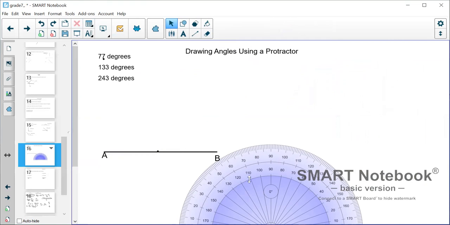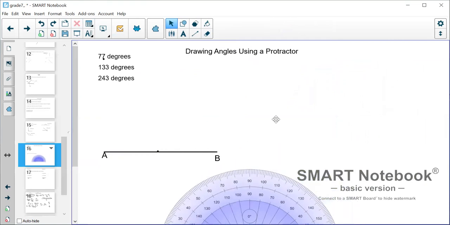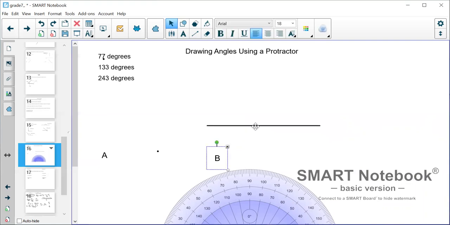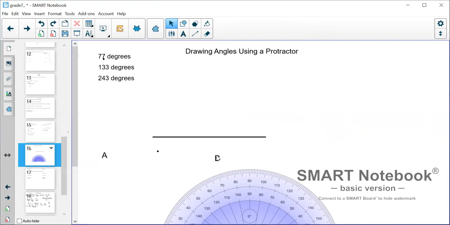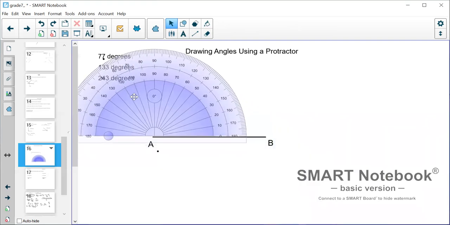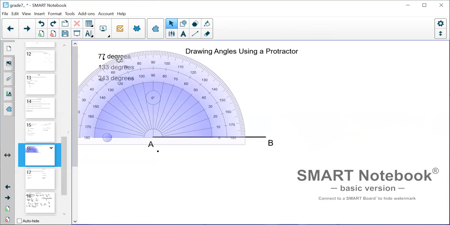Now, we know that 70 degrees is an acute angle. It's less than 90, right? So it is an acute angle. So 77 degrees is an acute angle, right? We know that. So what happens if we draw in the angle from A and we use 77 on the wrong side?